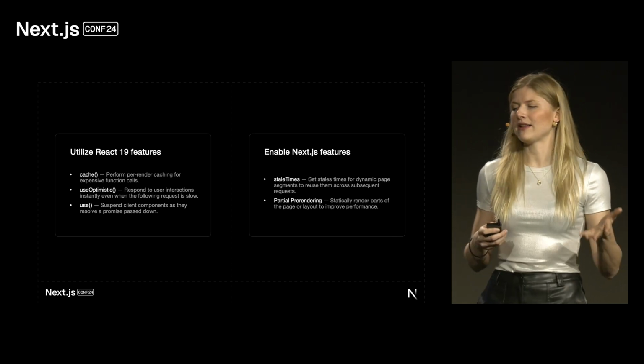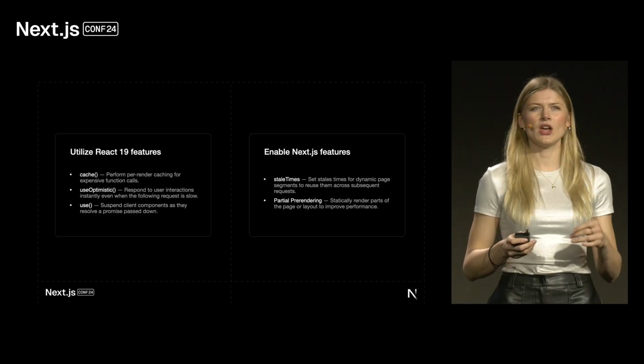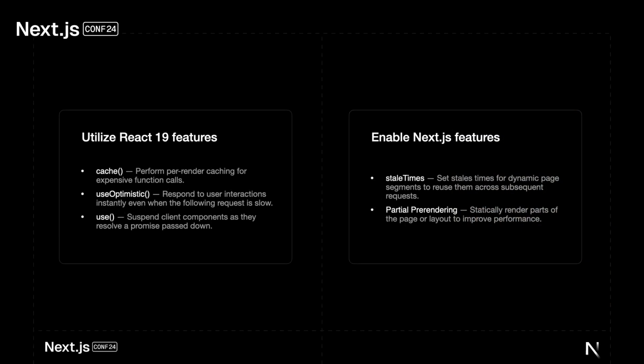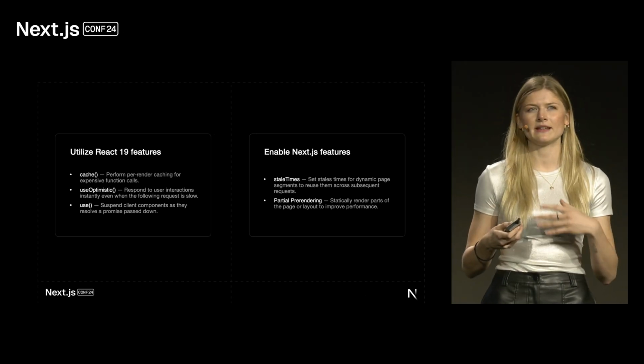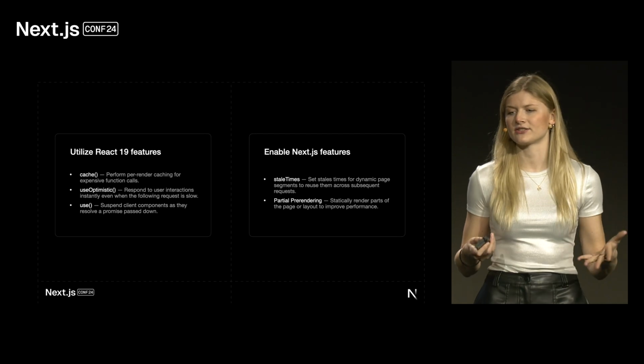And you can also enable the relevant Next.js features. For example, you can use client-side caching with stale times to avoid needless server component re-renders by reusing these dynamic page segments across subsequent requests. And you can use partial pre-rendering to statically render pieces of the application to get a better largest contentful paint or first contentful paint.